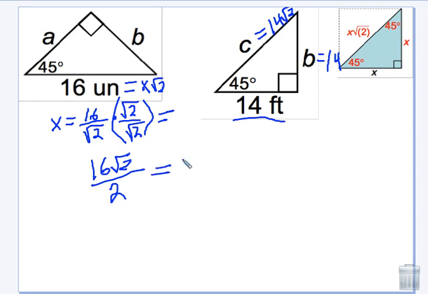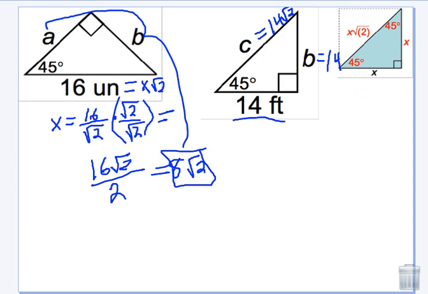Then I can simplify that further. So my x value, or my side lengths, are now 8 times the square root of 2. So this would be my answer for B and A. All right.